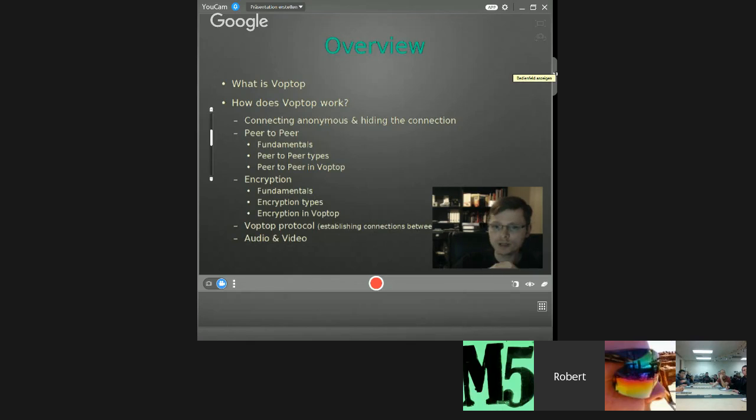Voptop is a network application based on peer-to-peer networks, so there's a protocol. Then I will try to explain the Voptop protocol, then a little bit about audio and video encoding in Voptop. So that's it basically. If you have questions, ask. In the best case, after the presentation, but if you have problems understanding or whatever, just ask during the presentation. I will try to answer them.